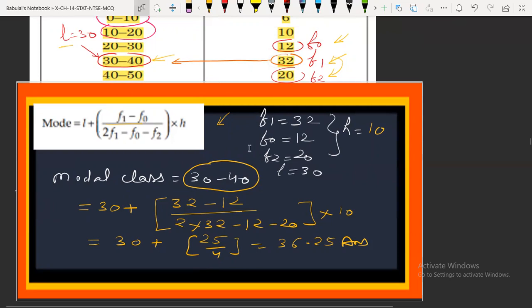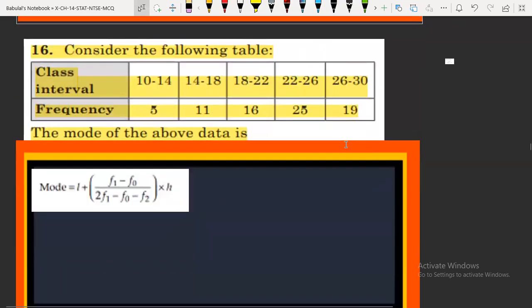You please pause here for some minutes, check this question again and again, how we did this question, because the next question is also to find out the mode of the given data. So now we can go for the next question.